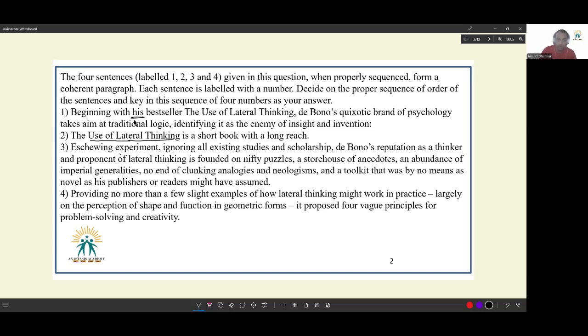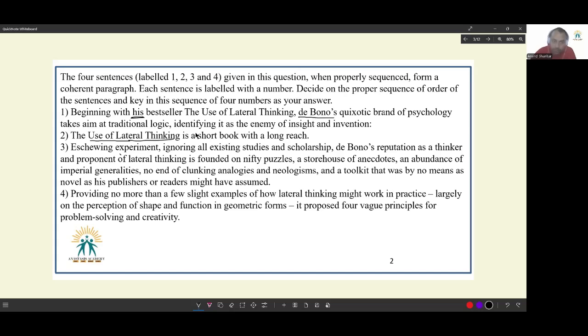And this is focused more on what De Bono does, and as he does it in the book, but this is what De Bono does, and this is more a description of the book. There is a slight distinction between them, despite both sentences mentioning the book. Okay.